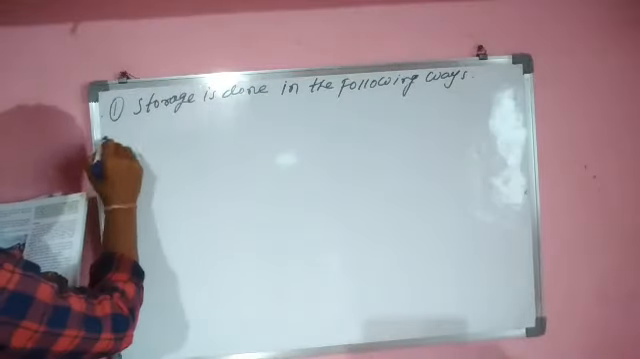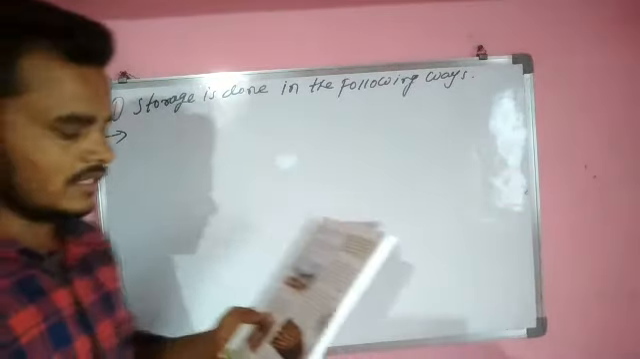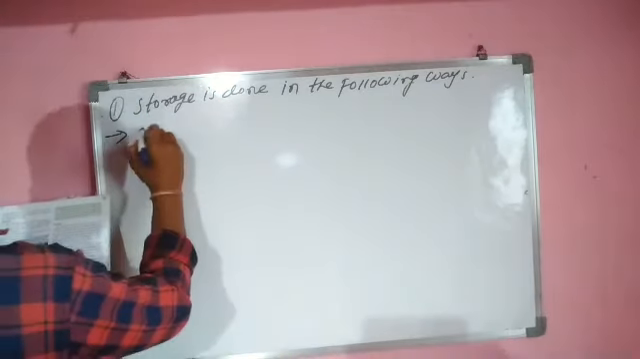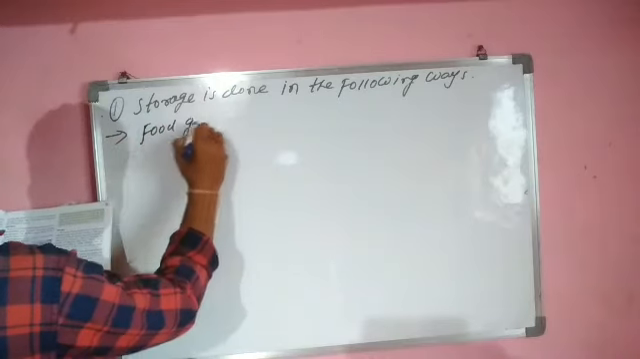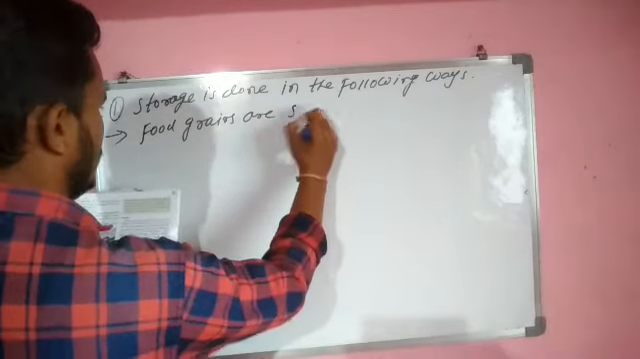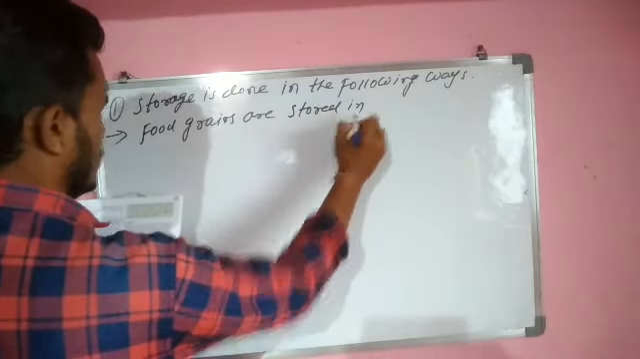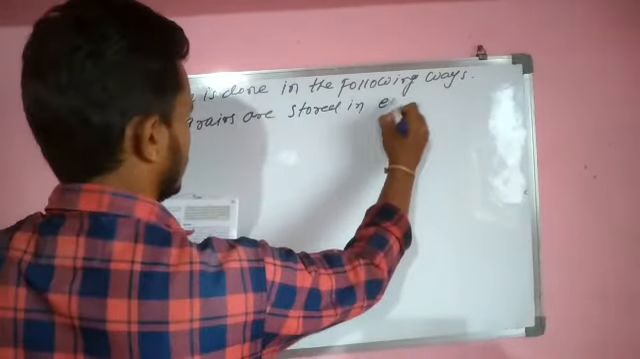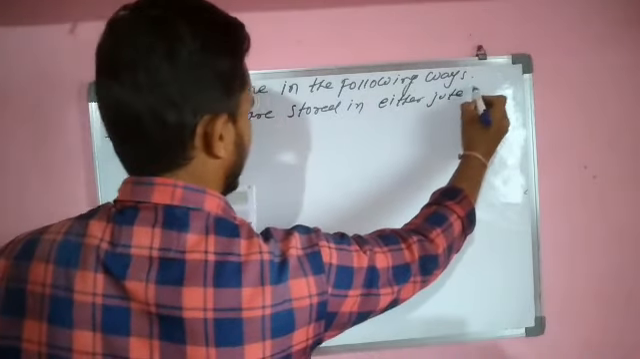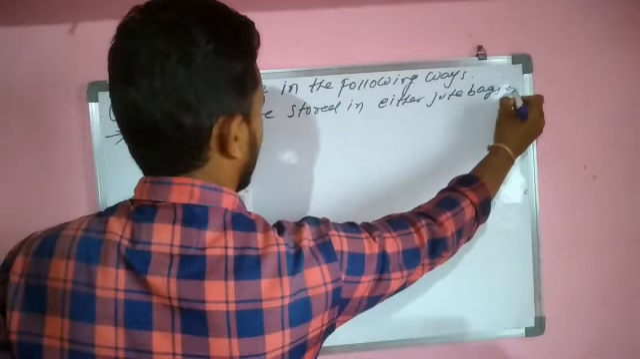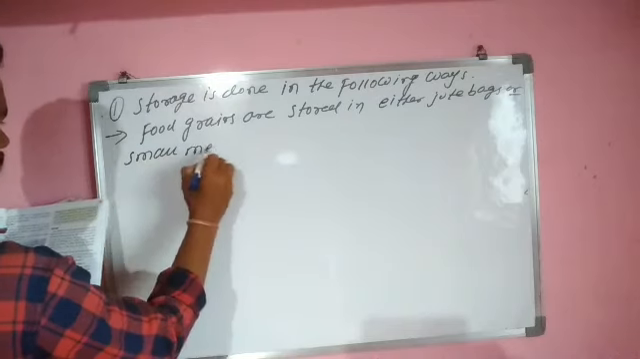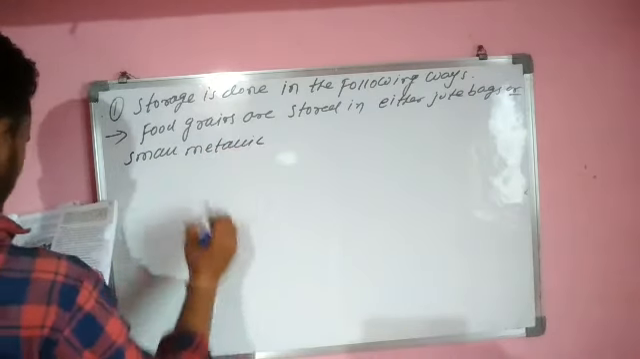Now see, first one, food grains are stored in either jute bags or small metallic bins.